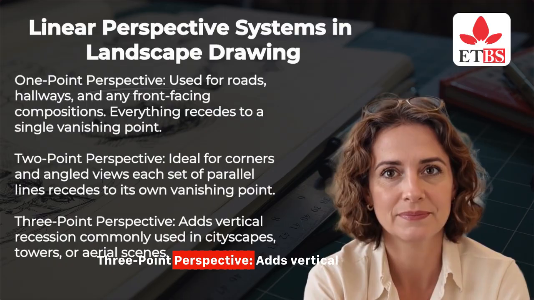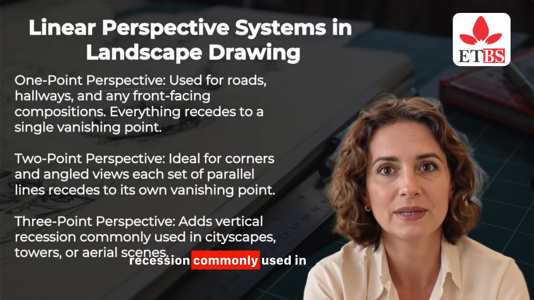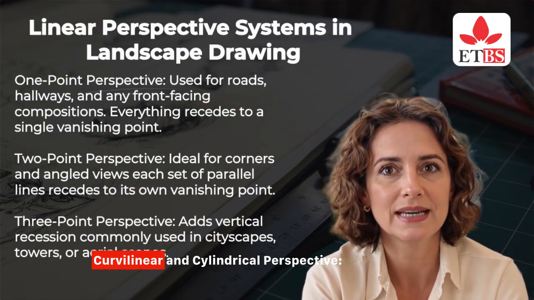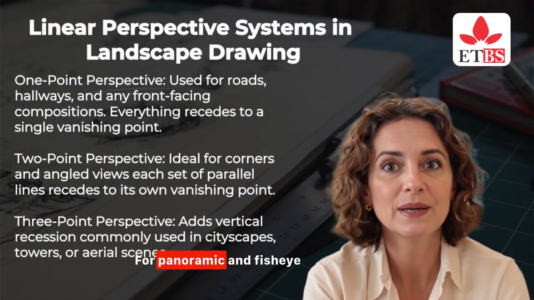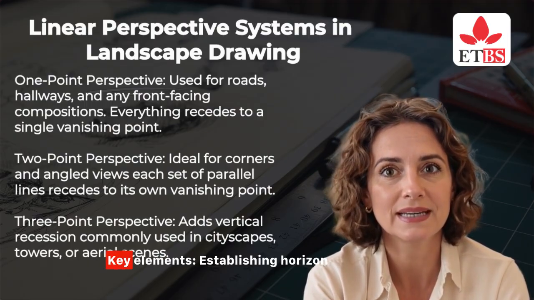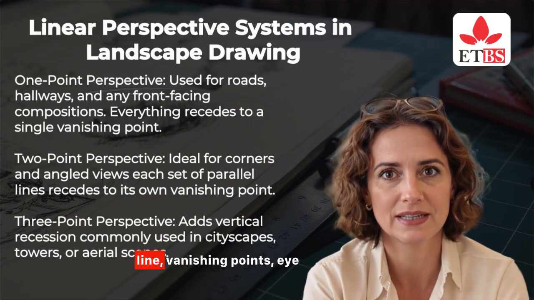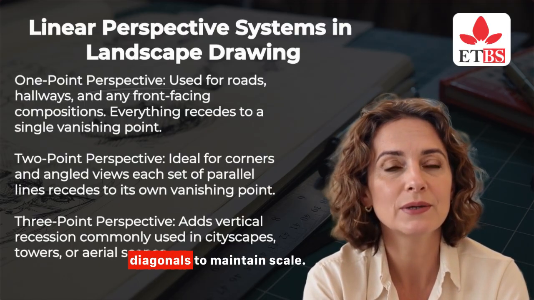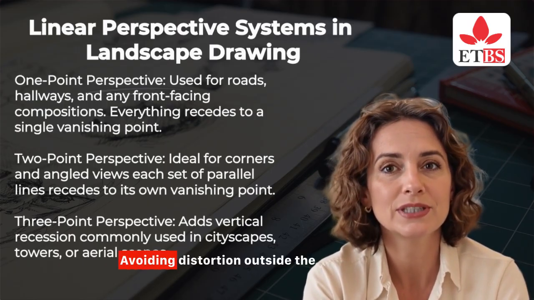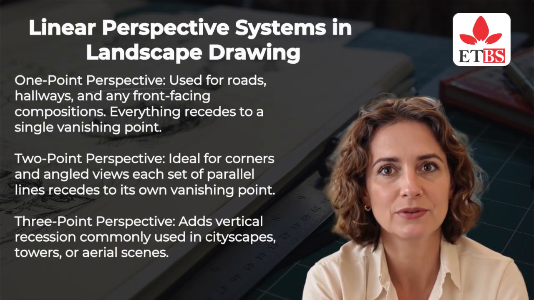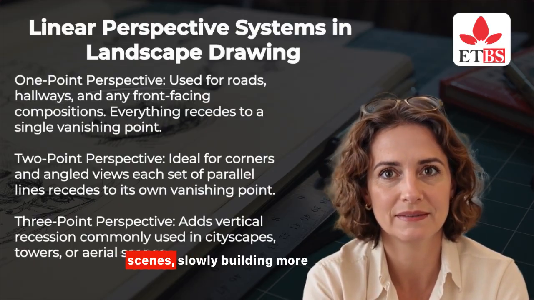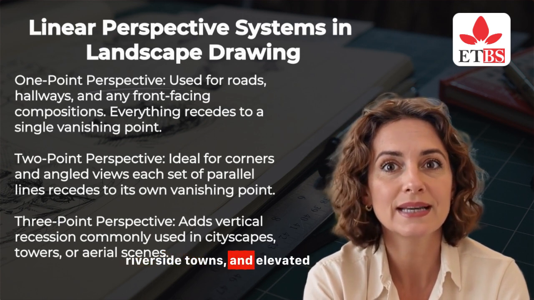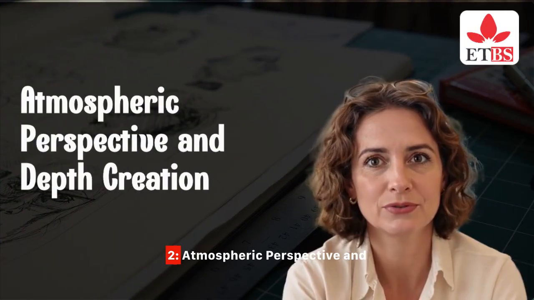3-point perspective adds vertical recession, commonly used in cityscapes, towers, or aerial scenes. Curvilinear and cylindrical perspective, for panoramic and fisheye scenes. Key elements: establishing horizon line, vanishing points, eye level. Using measuring points and diagonals to maintain scale. Avoiding distortion outside the cone of vision, you complete gridded perspective scenes, slowly building more complex environments like alleys, riverside towns, and elevated cliffs.